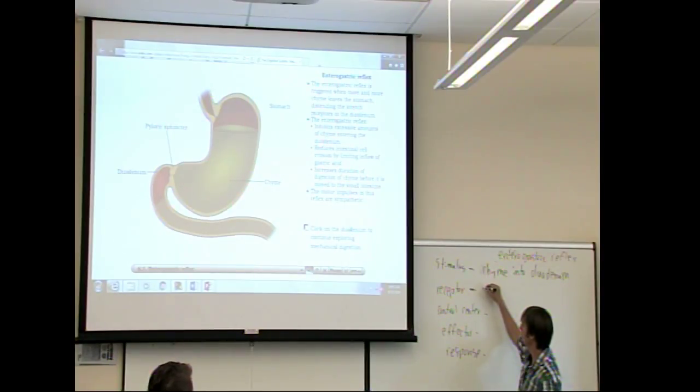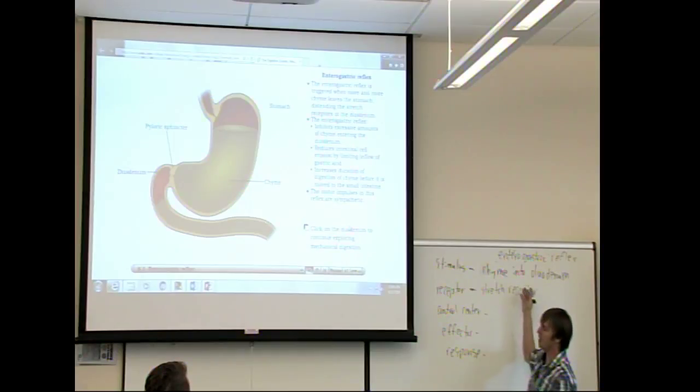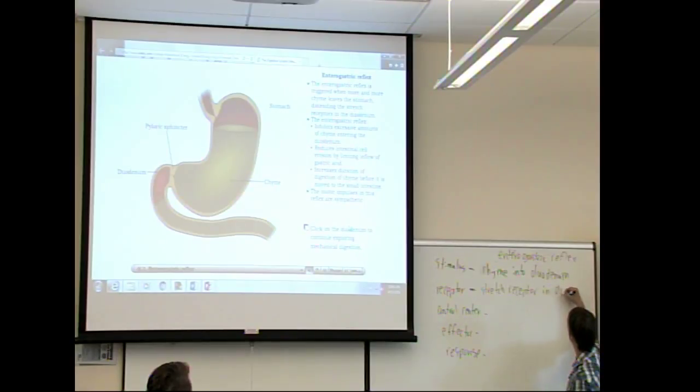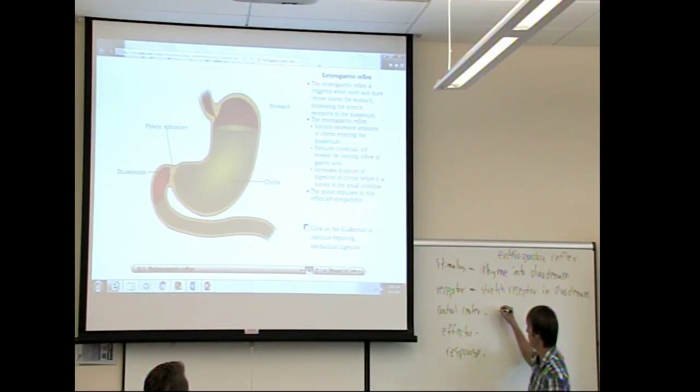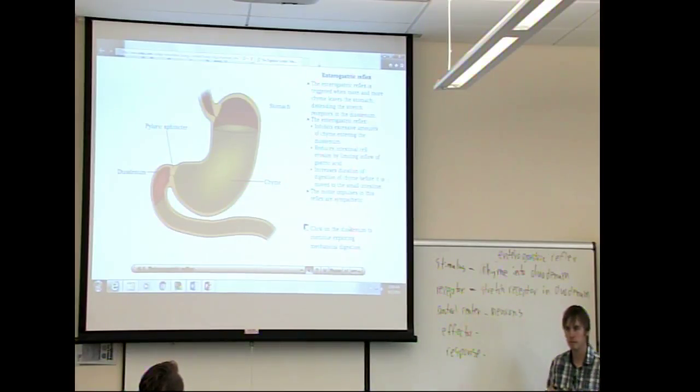Stretch receptors. Where? In the duodenum. Right. So if chyme comes in through the duodenum, it stretches it. Those receptors are turned on. The control center is still some neurons down there. Doesn't really matter. What's the effector? The pyloric sphincter.